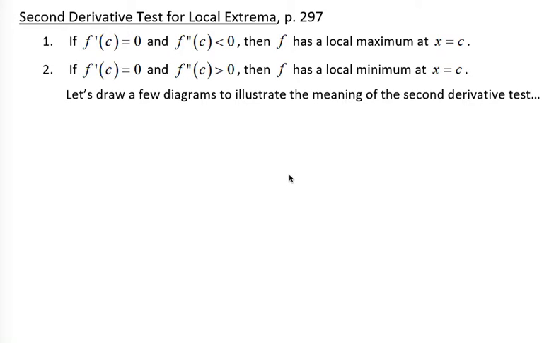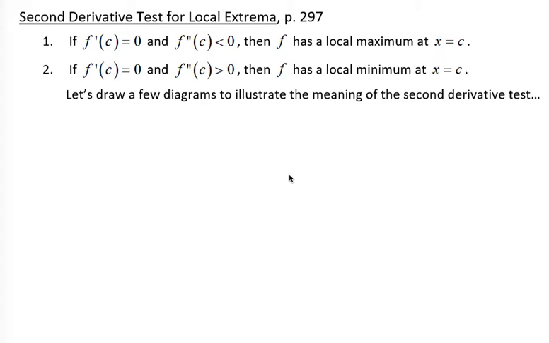Hi, and welcome to a video on the second derivative test. This video is just going to give the basic concept of how the second derivative test works and why, and it's going to be connected with the visuals of the second derivative test. So we won't be doing an example, but you'll see why this works.